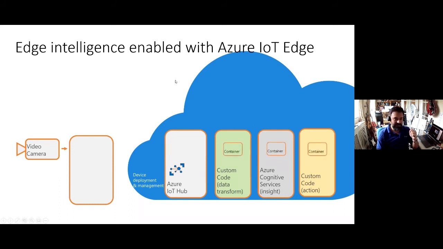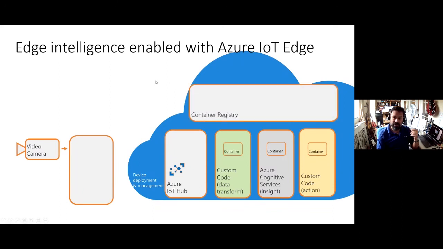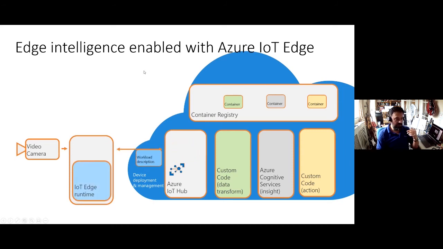But in order to get that code down to the edge, what we do is create a container registry and then containerize that code using Docker compatible containers. So convert that code into those containers and define a workload description that then gets pushed down into the edge device with the Azure IoT Edge runtime. And that device then will pull down the containers that it needs, and it can then execute all of that code in order to fulfill the use case, get the inferences when there is no connectivity present.